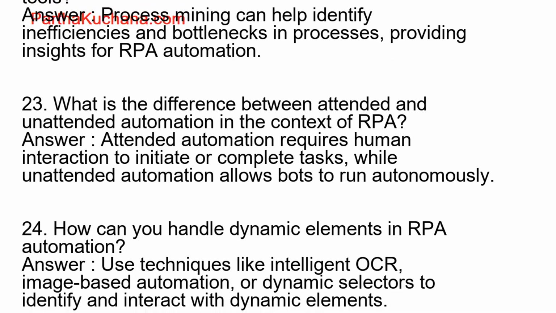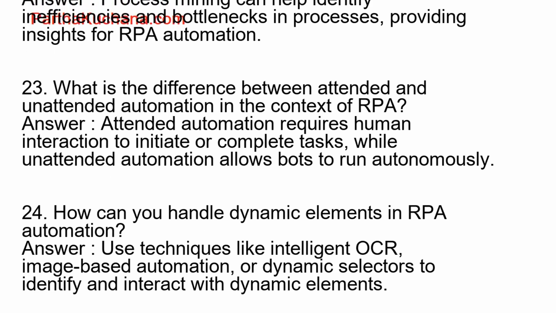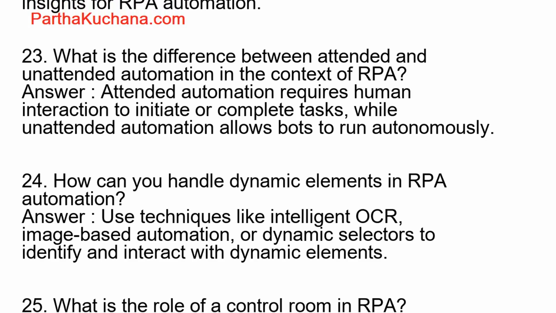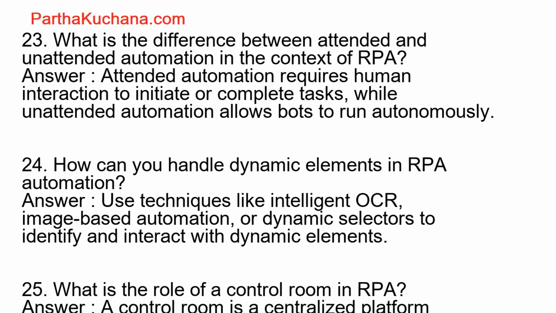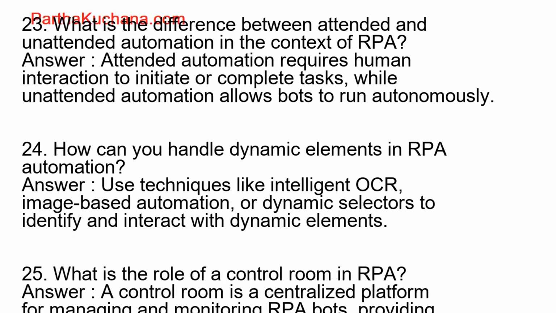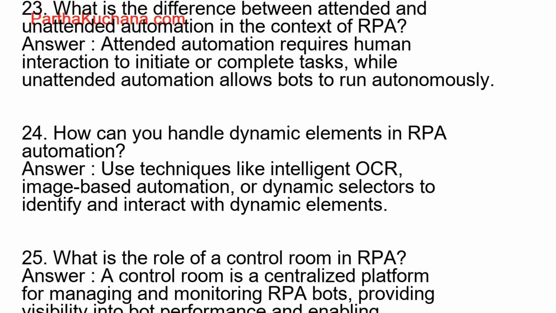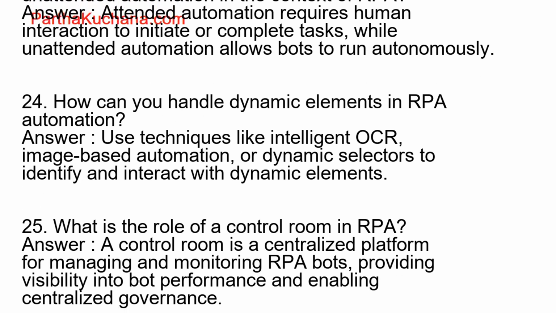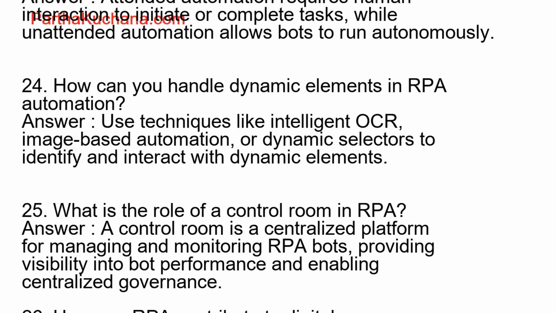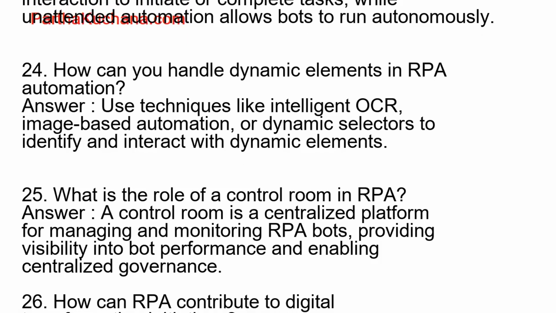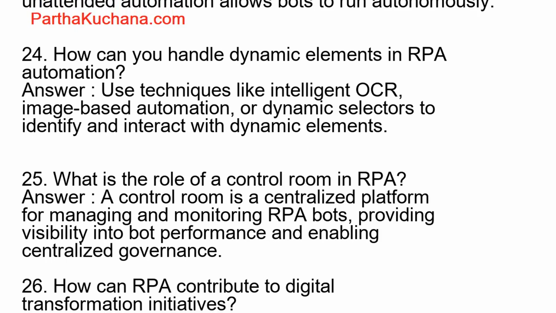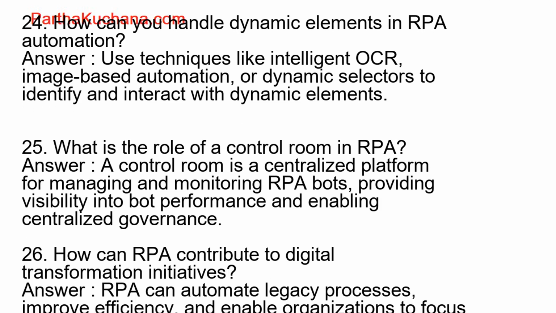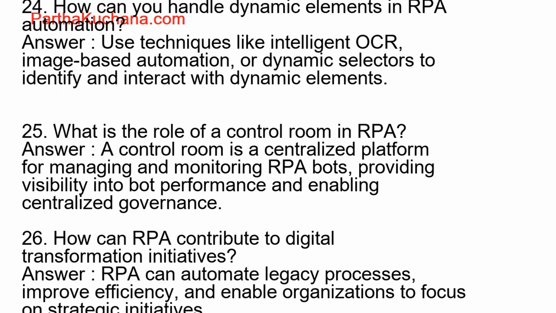28. What are some key performance indicators, KPIs, for measuring the success of an RPA implementation? Answer: Cost savings, process efficiency, error reduction, improved productivity, and increased customer satisfaction. 29. How can RPA help organizations reduce their carbon footprint? Answer: By automating energy-intensive processes and optimizing resource usage, RPA can contribute to environmental sustainability.